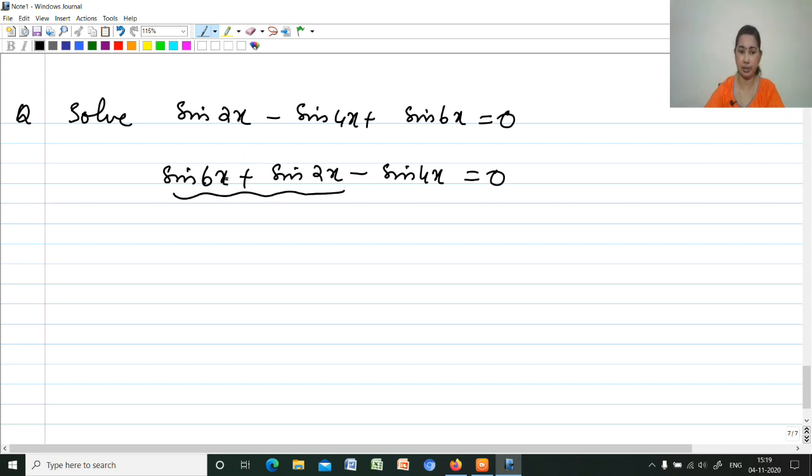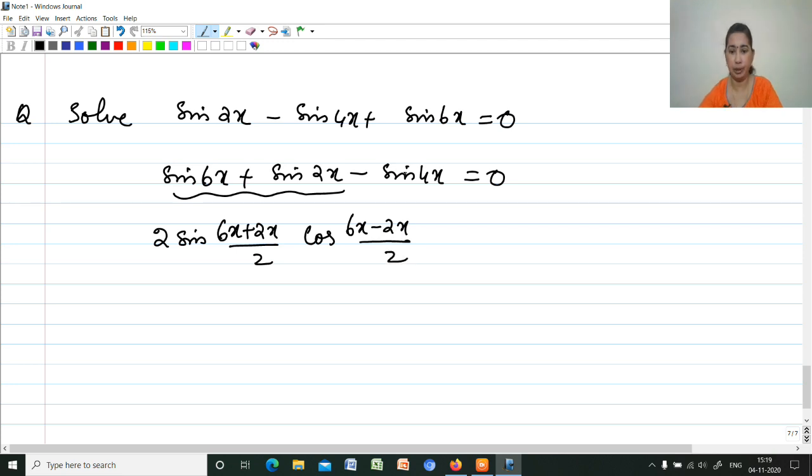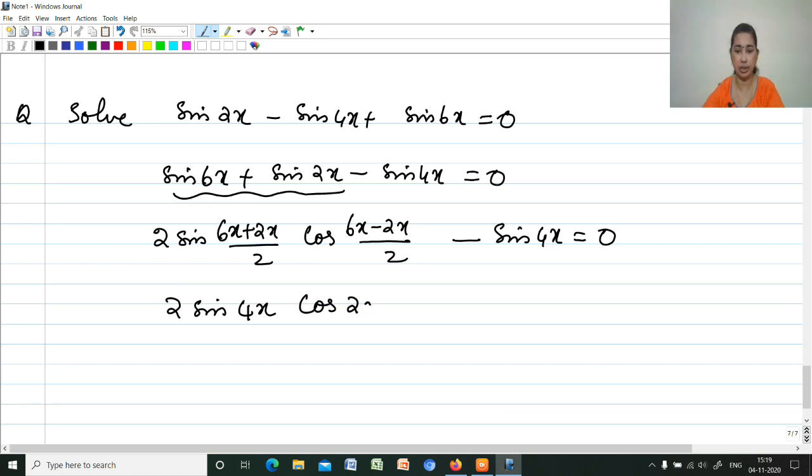if I apply the result sin x plus sin y is equal to 2 sin of (x plus y) by 2 into cos of (x minus y) by 2. So this can be written as 2 sin of (6x plus 2x) by 2 into cos of (6x minus 2x) by 2, and the remaining minus sin 4x equal to 0. And that is 2 sin 8x by 2, which is 4x, and cos 4x by 2, which is 2x, minus sin 4x equal to 0.